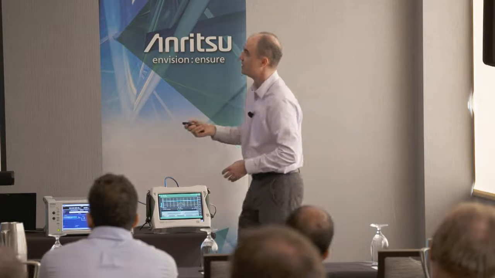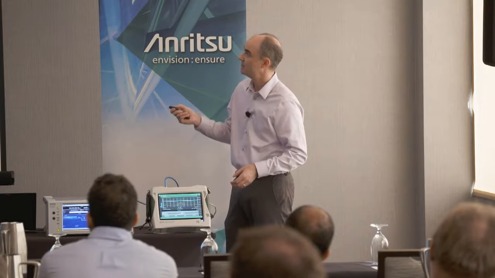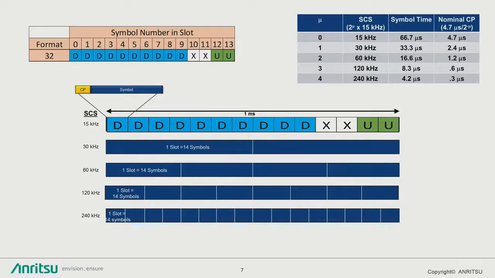Now, could you get away with a little bit sloppier timing with 15 kilohertz spacing? Maybe, because your time requirements are different. But as you get to 240, it becomes even more critical. More data is going through at a faster rate. That also comes into play with latency, right?